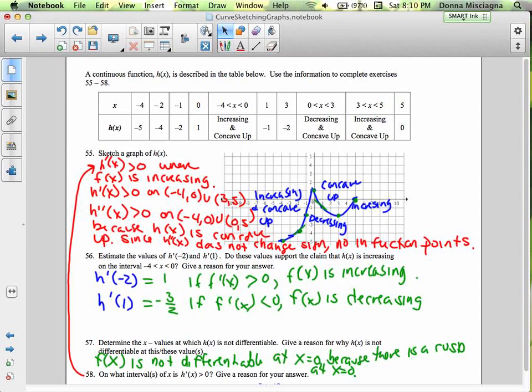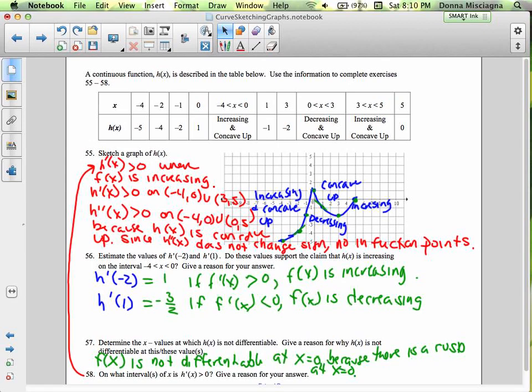All right, so h prime of x is greater than 0, where h of x is increasing. h prime of x is greater than 0 on -4 to 0, and from 3 to 5. That's where the graph is increasing. So we're just evaluating some things about our derivative here. And actually, I'm sorry, that's question 58. So why don't I do them in order?